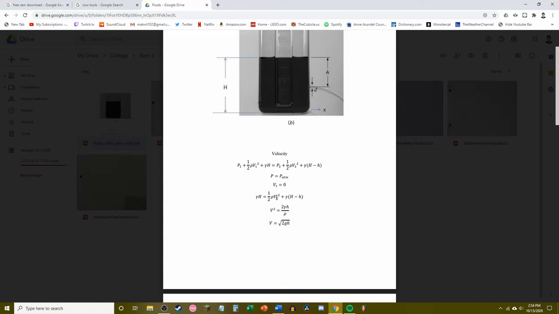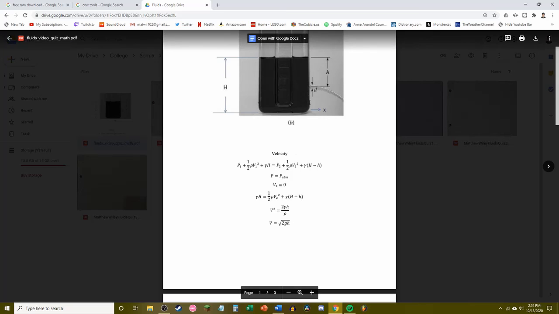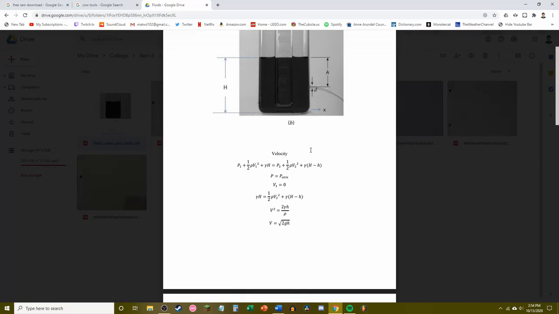If we solve for the velocity, you start canceling things out, and this term becomes rho g, and then the rhos cancel out, and you get root 2gh as the velocity as the water leaves the hole.